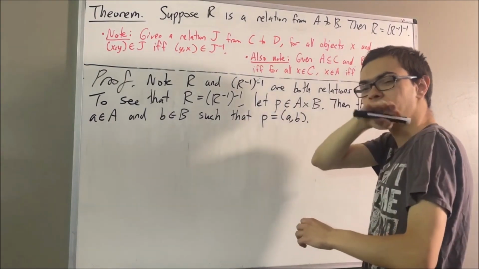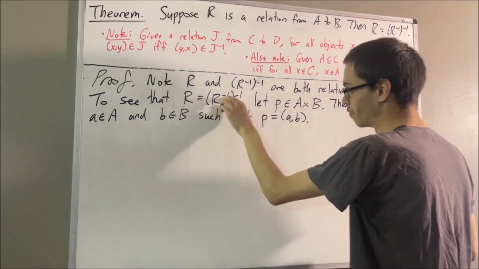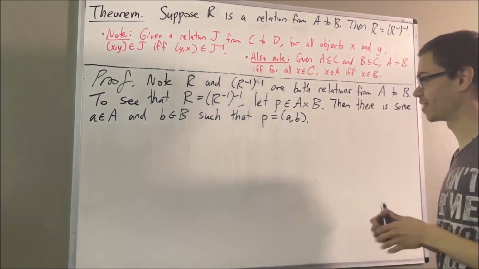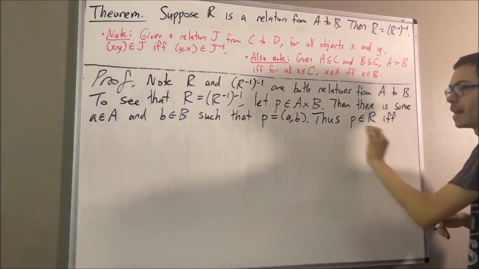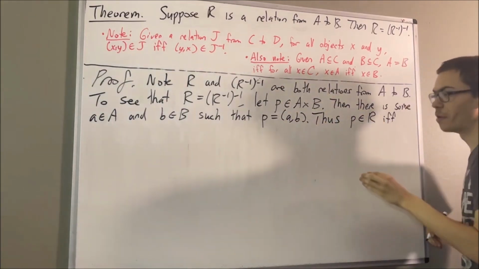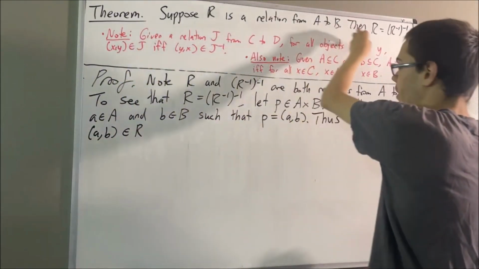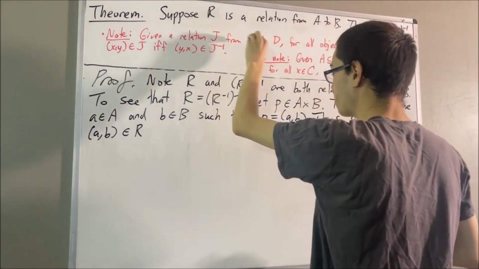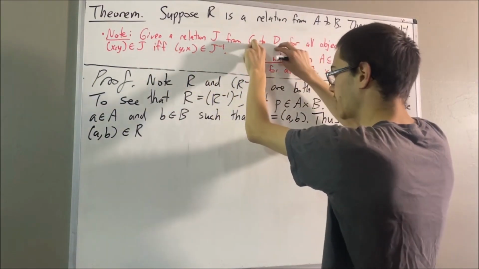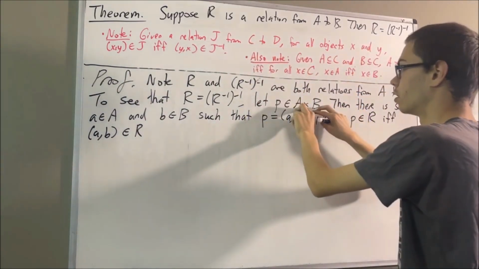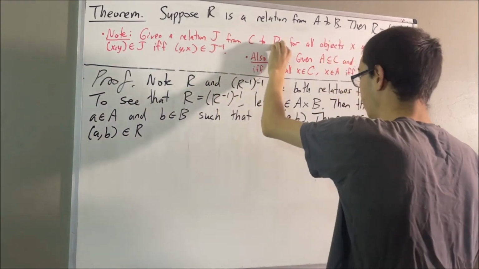Now, we're going to establish a chain of if and only ifs to show that P is an element of R if and only if P is an element of R inverse inverse. To see how that comes together, check this out. We know that P is an element of R if and only if a comma b is an element of R, right? Because P is equal to a comma b. But by our first fact right here, we know that given J a relation from C to D, this is true. Well, if we take the two sets C and D here to be A and B, and we take J here to be R, well, yeah, R is a relation from A to B.